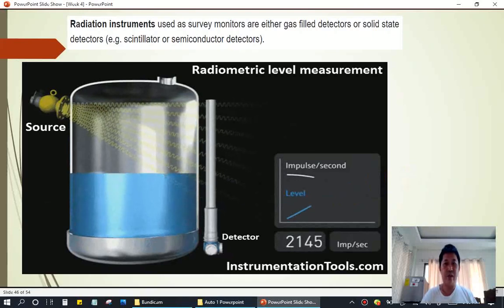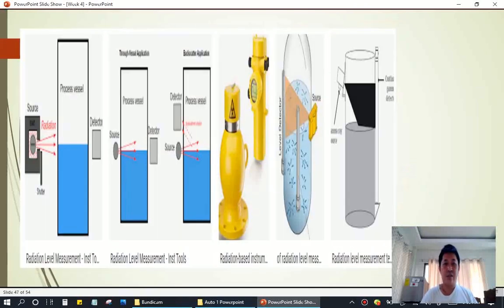So next, these are examples of the application of your radiation level measurement.